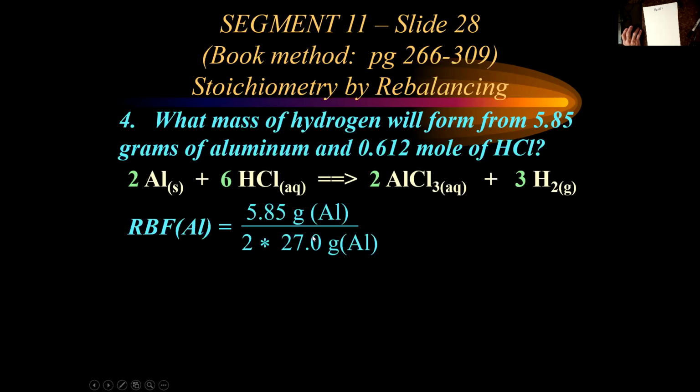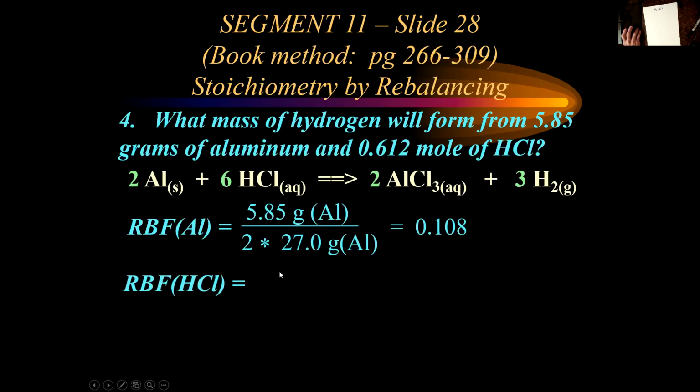Or forget to put the 27, that'll make a big difference, okay? But anyhow, set it up like that. That's the amount in the problem, unit given in the problem, amount in the balanced equation right there, okay? Now, that rebalancing factor is 0.108.